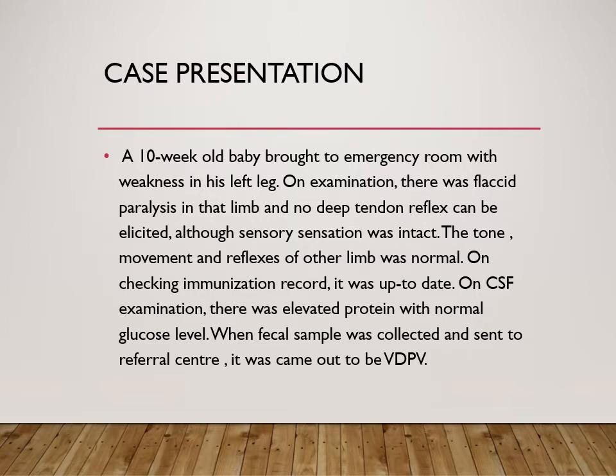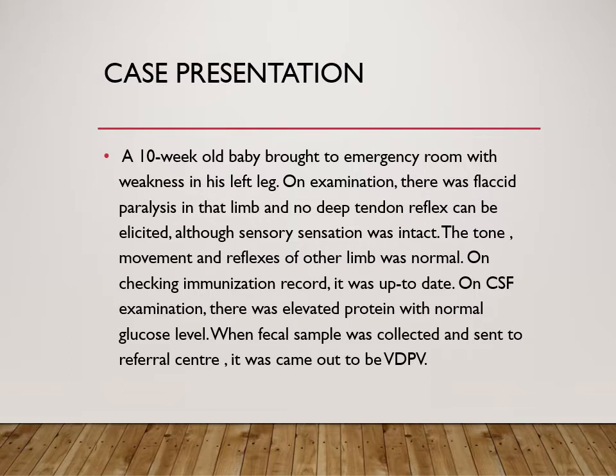So the clue in this question is the flaccid paralysis of one limb, while the other limb is normal. Sensory sensation of the affected limb is intact. This is very important: sensory sensation intact. Deep tendon reflexes cannot be elicited. So it is a case of acute flaccid paralysis in which only one limb is affected, and the other limb is not. When we check the immunization record, the child has been immunized.